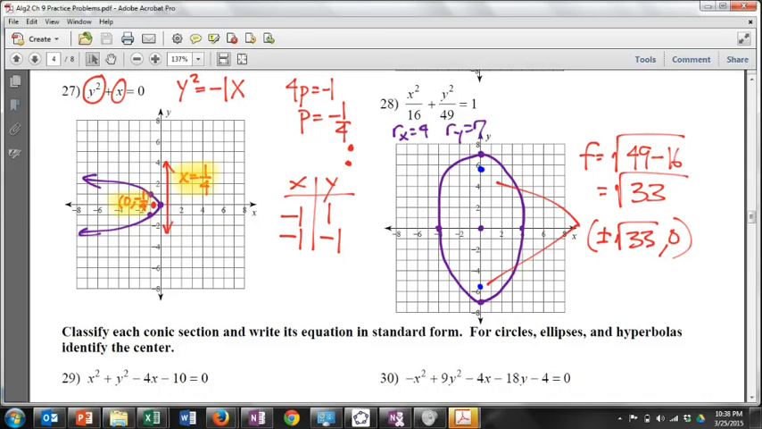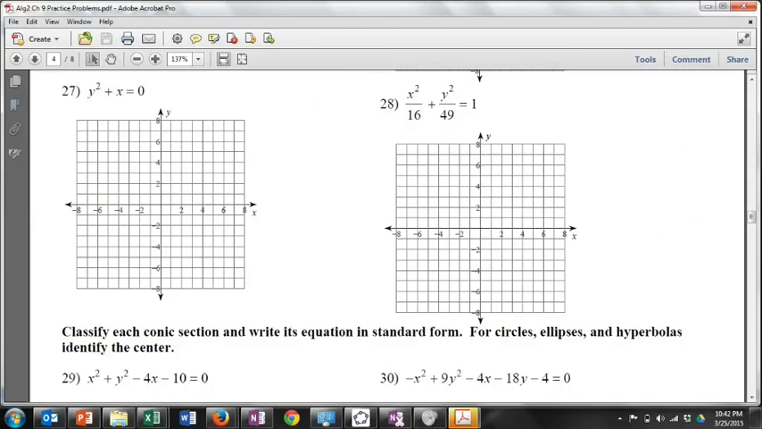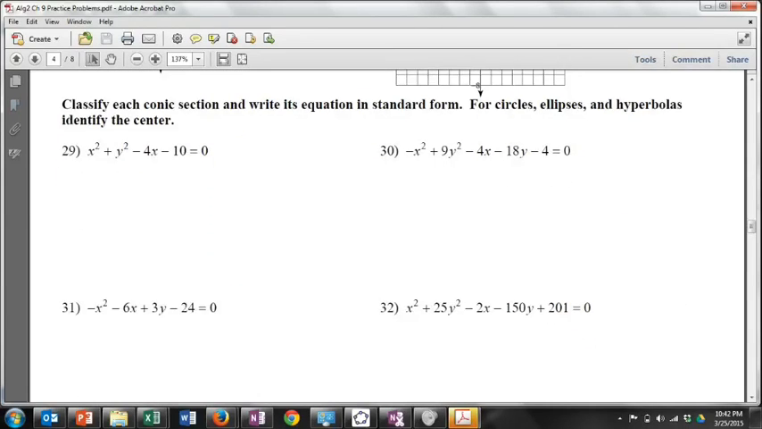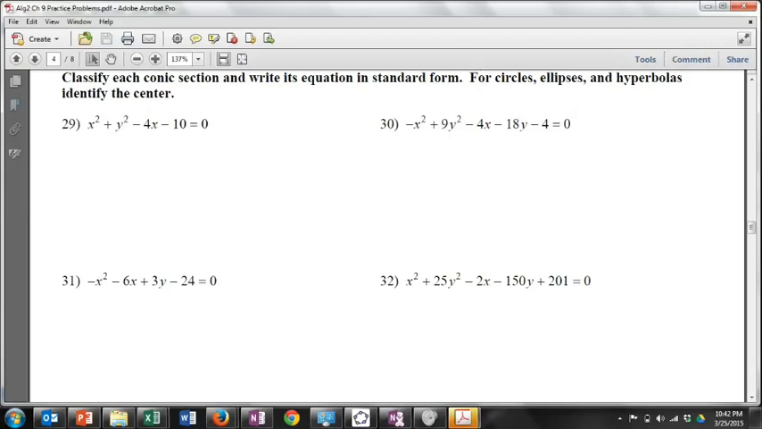Okay, getting near the end. Classify each conic section. To do this, we're going to have to use our completing the square skills that we learned. Notice the following. I have a y squared. It's already complete. There are no other y terms here, so I don't need to do anything. I don't need to complete the square for y squared, just for the x squared minus 4x. So here we go. X squared minus 4x, and I'm going to add to this plus 4 to complete the square.